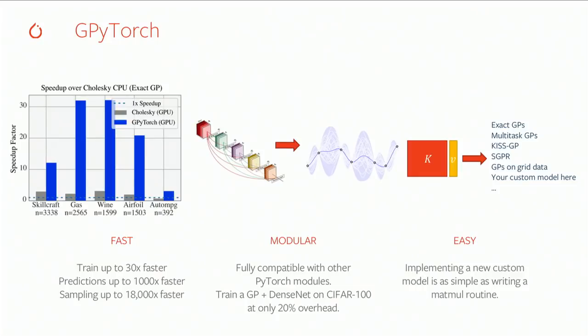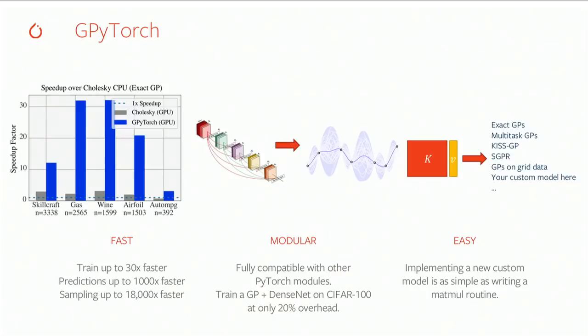So nothing scalable or interesting going on. It's just the way we do inference. But on top of that, we've also done some exciting work that appeared at AI Stats and ICML. That lets you get predictions up to even 1,000 times faster, and lets you do things like sampling even up to 18,000 times faster in certain cases.